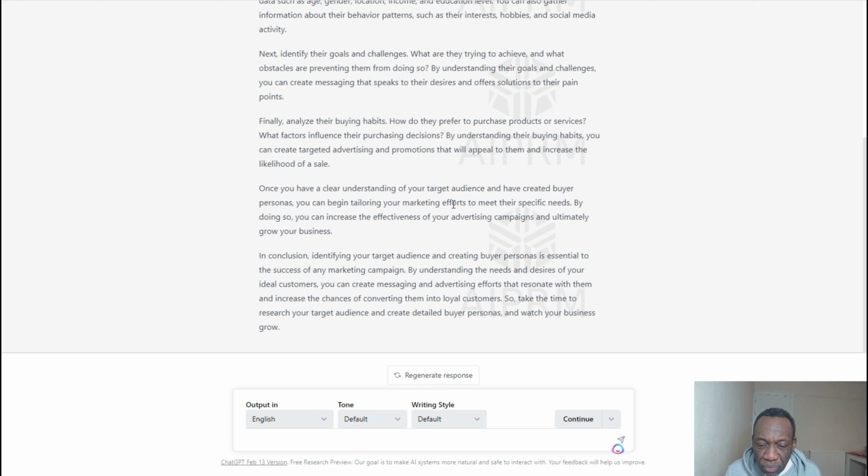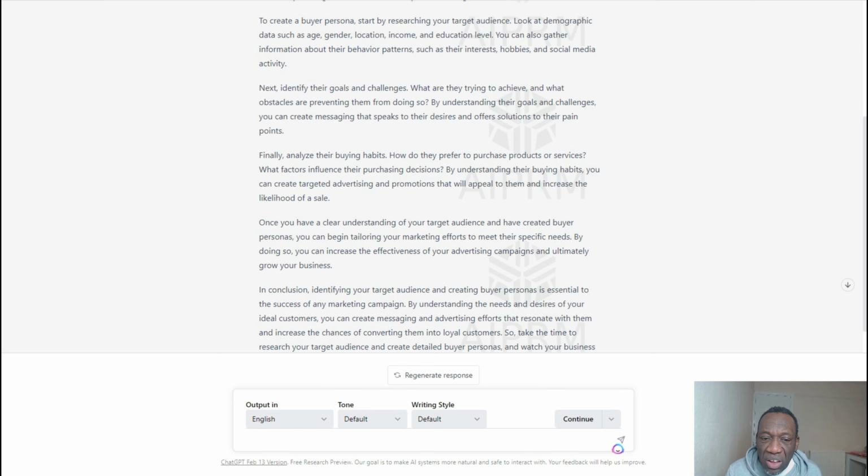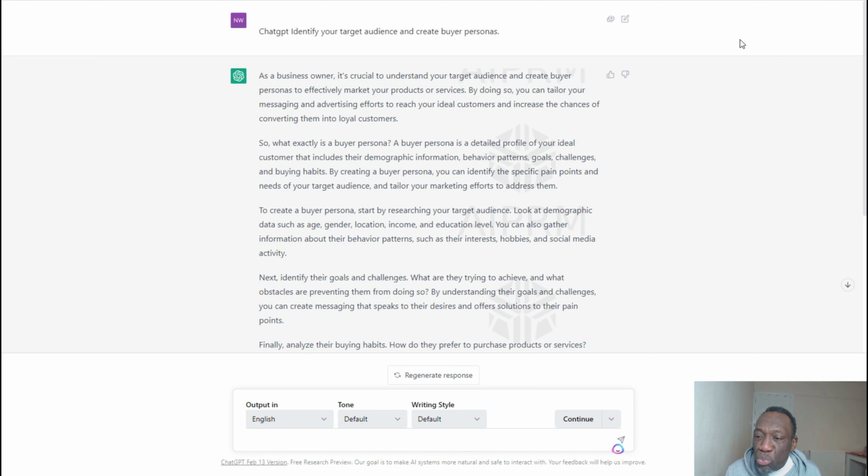But if you really want to find out who your target audience is, you have to do a number of things. To create a buyer persona, start by researching your target audience. Look at demographic data such as age, gender, location, income, educational level. So this is all well and good, but it's a bit too broad. What you will be required to do is get some more detailed information. To do this, you want to take one of these parameters that have been given to you and work them into the system to get more information.